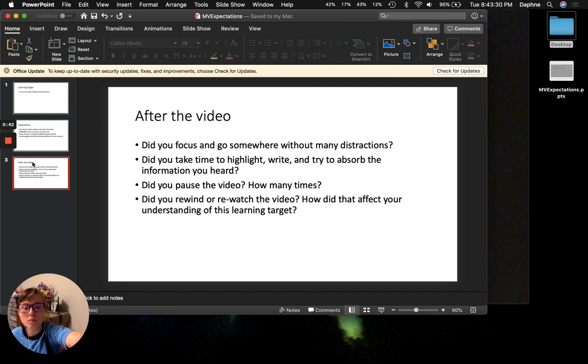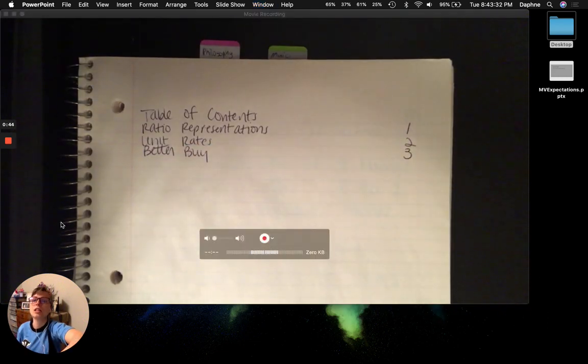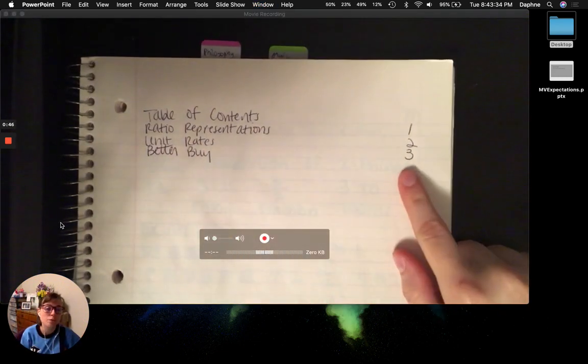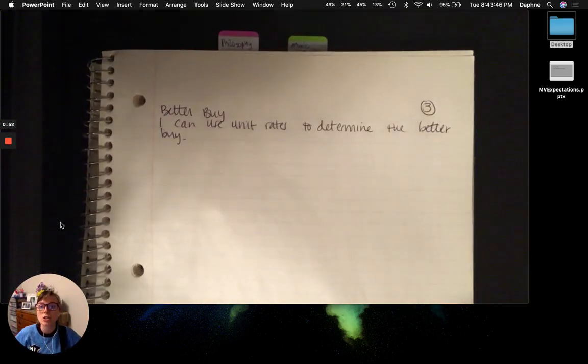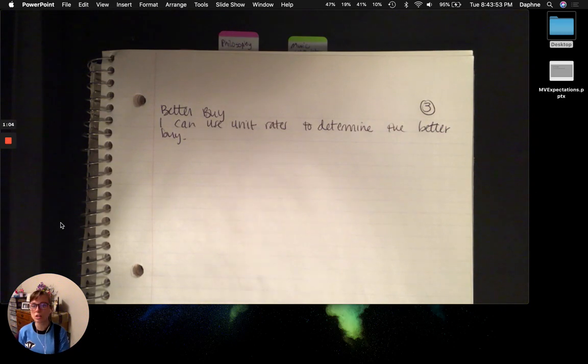Okay, I'm gonna minimize that now. Table of contents, we're on the third one, better buy. For me, this is page 3. If that's not page 3 for you, then figure out what page it is, put that number down, and we'll move on. So again, just like our learning target from the PowerPoint, it is, I can use unit rates to determine the better buy. And we are gonna move on with our definition first.